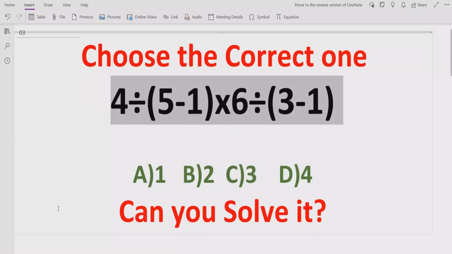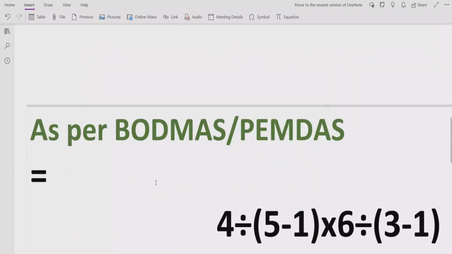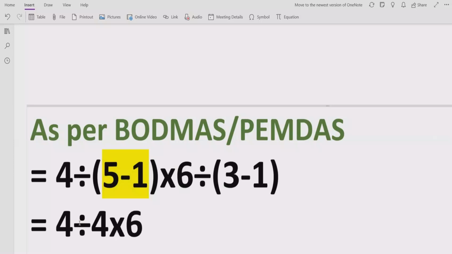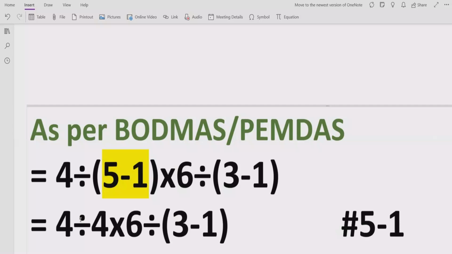So according to the BODMAS and PEMDAS rules, first of all, we have to solve the bracket, or you can say the parenthesis. So in our expression, we have 5 minus 1. We have to solve this one first. It becomes 4 divided by 4, multiplied by 6, divided by 3 minus 1. And here we have to give the reference: 5 minus 1 equals 4.